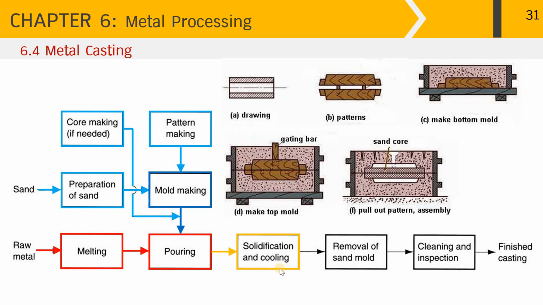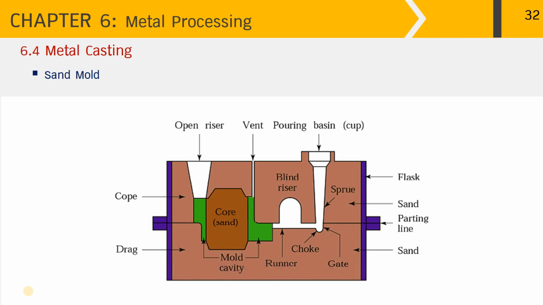After going through solidification and cooling, the metal part is strong enough to be removed from the sand mold. Then we go into cleaning and inspection, where we cut off the metal piece from the gating system and go through inspection for the finished casting. Sand casting is a metal casting process characterized by using sand as the molding material. For the sand mold, you can see all the details in this picture.